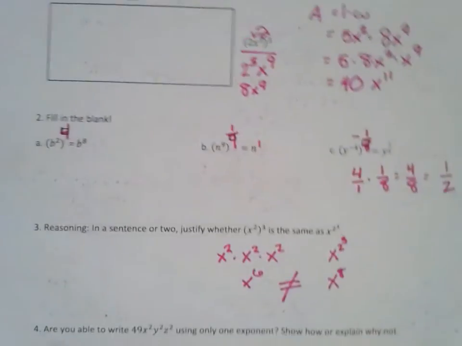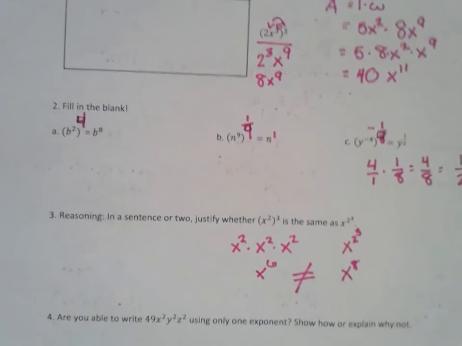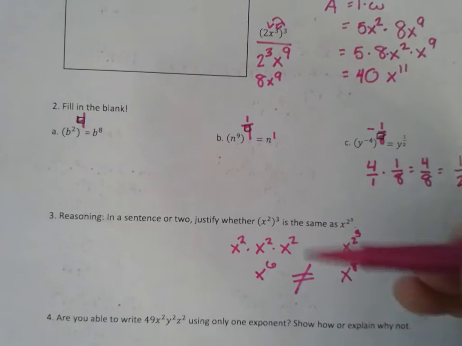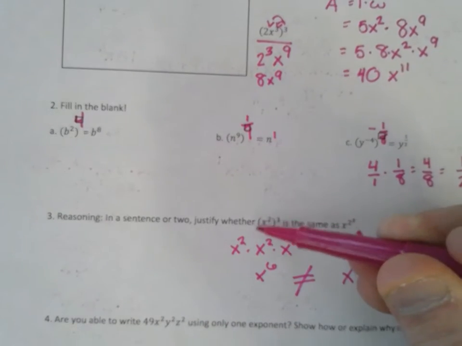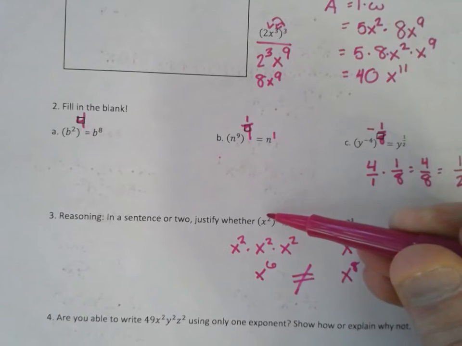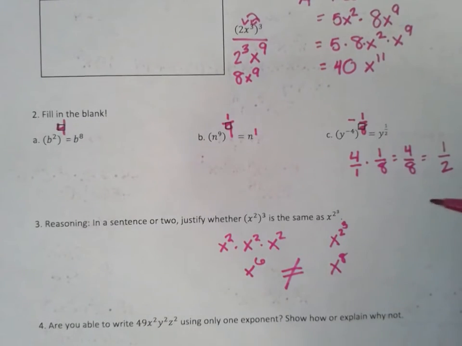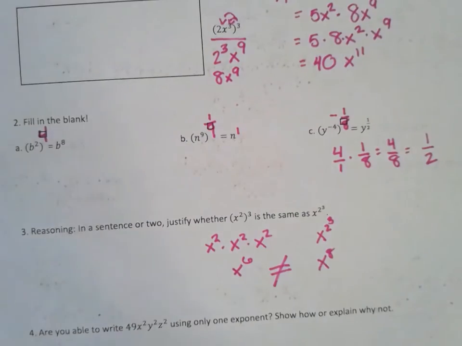So again, the whole point behind this problem was to make sure you understand the difference between a set of parentheses and not a set of parentheses. Again, this cubed is telling me I have 3 factors of x squared. This right here is just telling me to cube the 2. So, make sure you understand that.